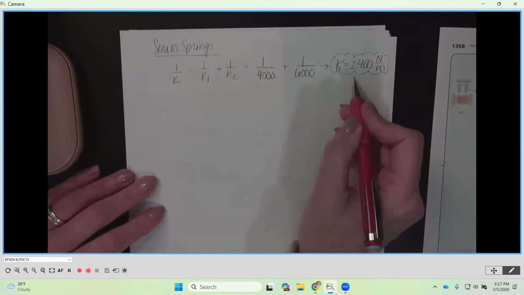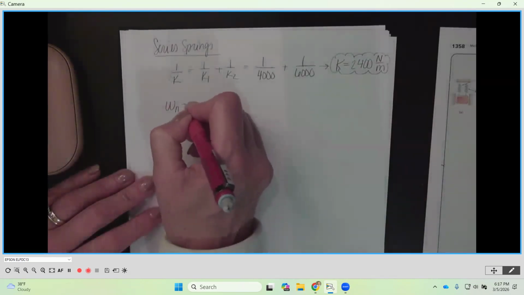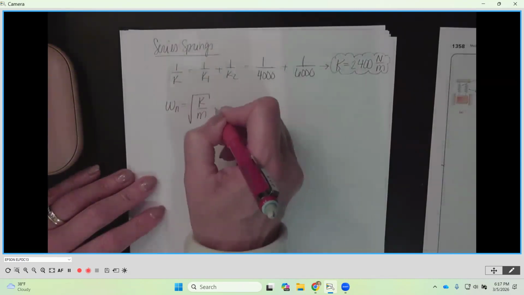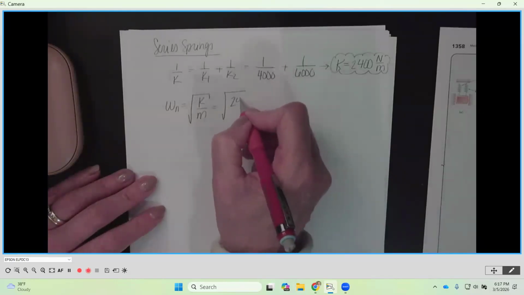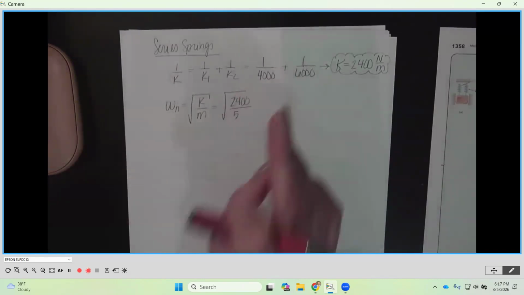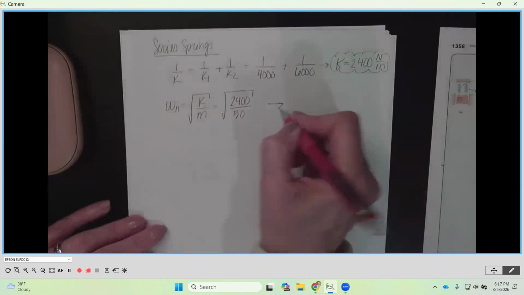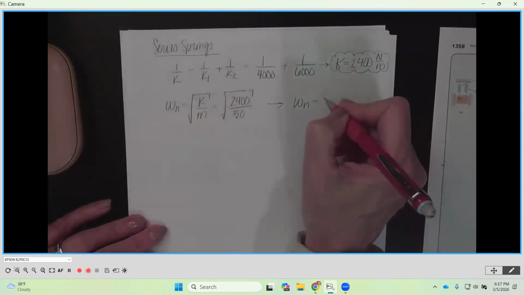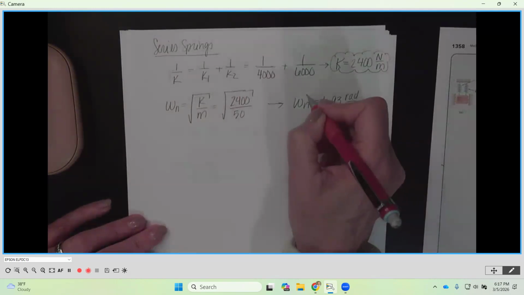Okay, perfect. So now that we have that number, we can recalculate that natural circular frequency. That's going to be the square root of K divided by the mass. So that's going to equal the square root of, now I'm not going to redo the units for this one, 2,400, because we already proved the units before, divided by, what's there? Oh, 50, right? Yeah, 50 kilograms. So our natural circular frequency should be 6.93 radians per second.